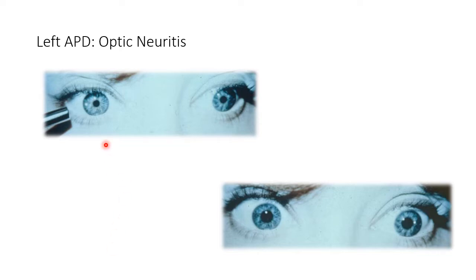And here's a depiction of a left afferent pupillary defect in a patient with optic neuritis. Light is shown into the right eye, and you can see both pupils constrict. When light is shown into the left eye, it looks like both pupils are dilating, but they're still constricting, just less compared to when the light was shown into the normal eye.